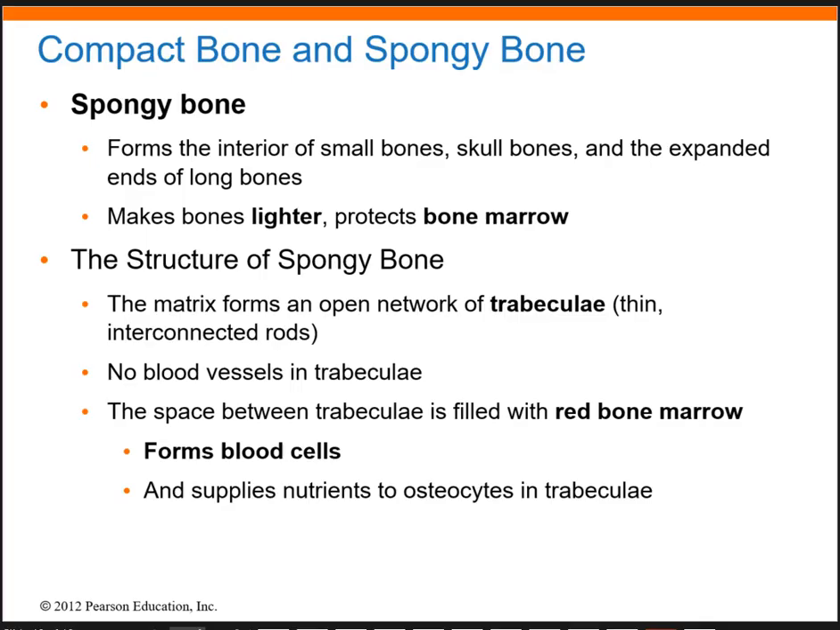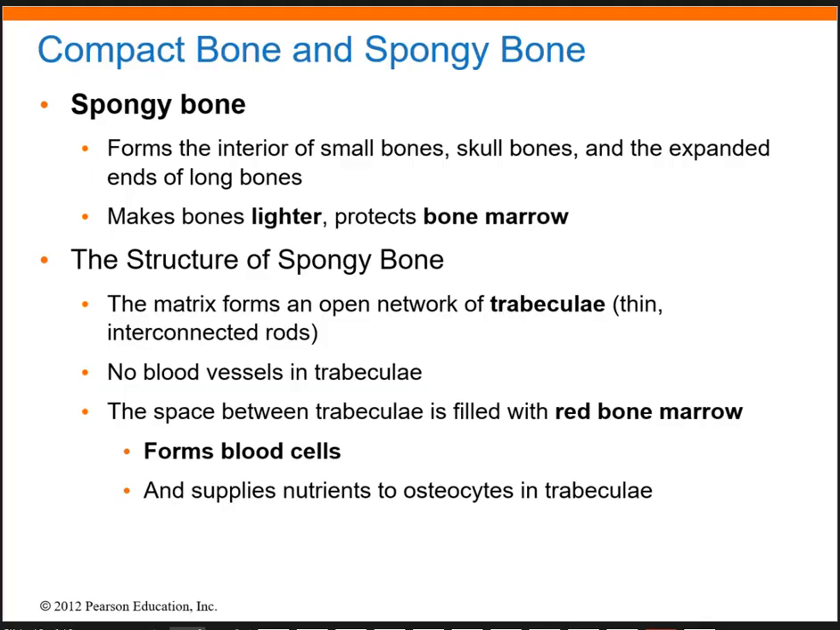So that's the general structure of compact bone. Spongy bone is spongy, right? And it looks just like a sponge. If you've ever seen a natural sponge, a real sponge that they pull out of the ocean, it has a lot of holes in it, right? It's not a solid structure. And spongy bone is just like that. It has a lot of holes in it, a lot of open areas.